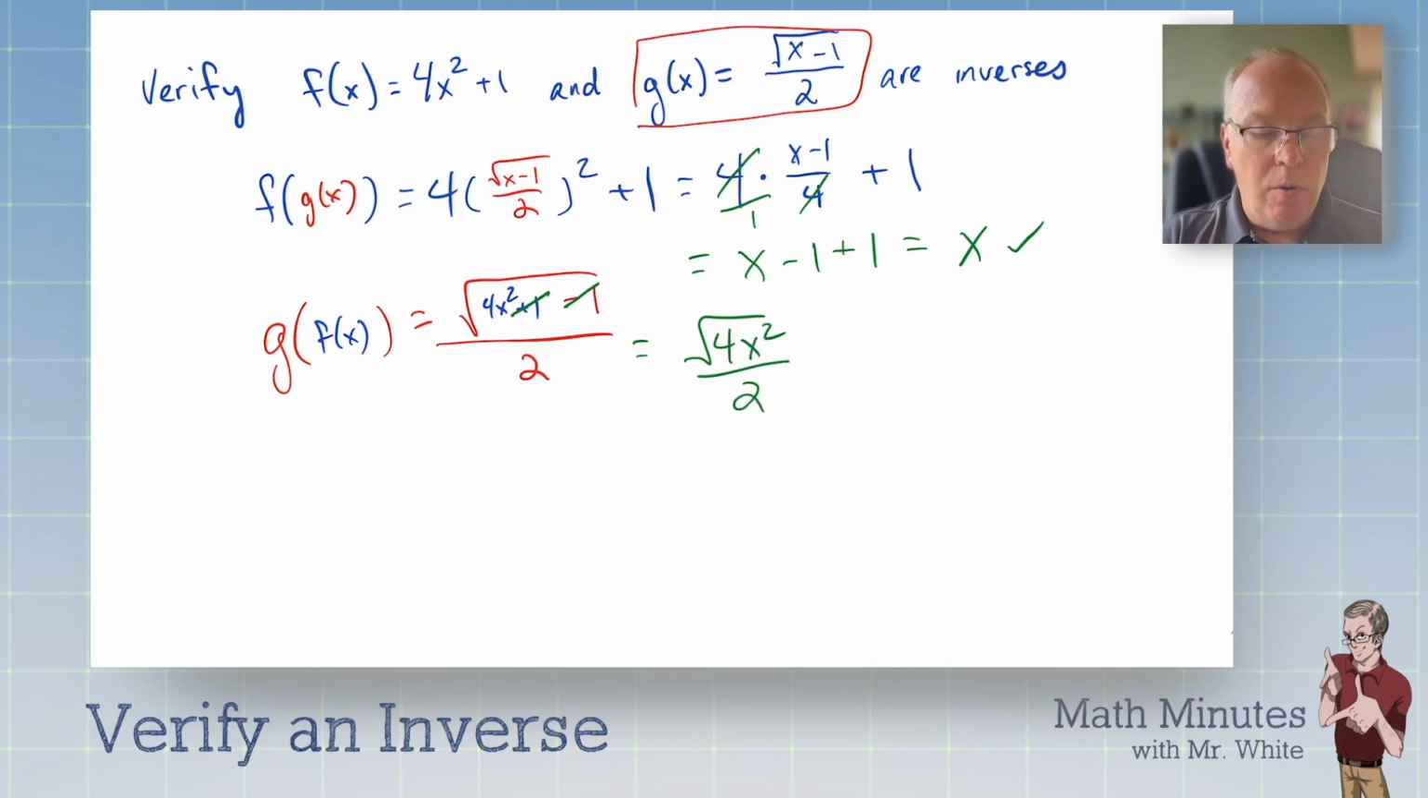Now, the square root of 4x squared, those are both perfect squares. So we get the square root of 4 is 2. The square root of x squared is x all over 2. And then the 2's cancel. And look at this. We're left with x. Boom. So it did work out. So indeed, yes, they are inverses of one another.